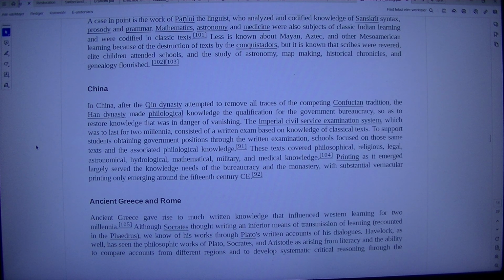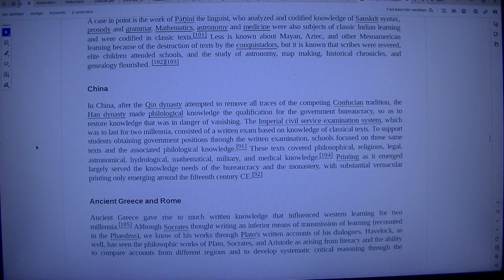To support students obtaining government positions through the written examination, schools focused on those texts and the associated philological knowledge. These texts covered philosophical, religious, legal, astronomical, hydrological, mathematical, military, and medical knowledge. Printing as it emerged largely served the knowledge needs of the bureaucracy and the monastery, with substantial vernacular printing only emerging around the 15th century CE.